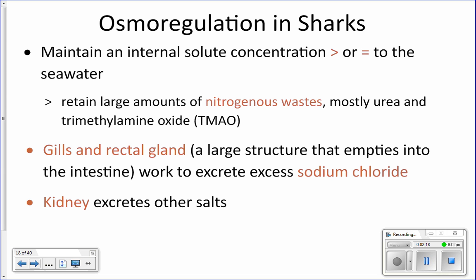Does that make sense? So if the concentrations are equal, what's going to happen? Where's the water going to move? If they're equal, it's going to be an equilibrium. So they're going to be in equilibrium, so the water will move equally back and forth, right? It's going to be happy. Yay, everything's wonderful. Okay, or greater than: if they have more salt inside of their body, then which way is the water going to move?